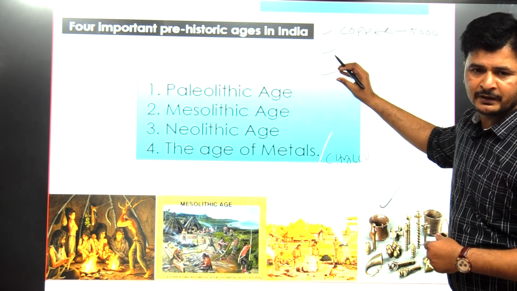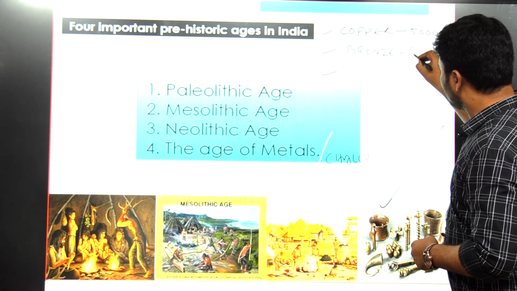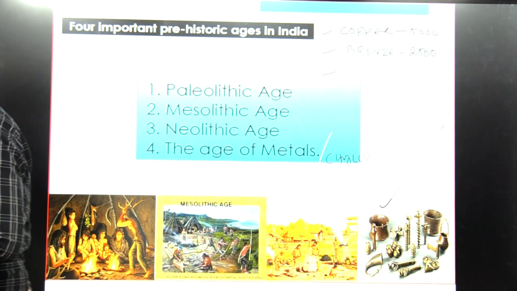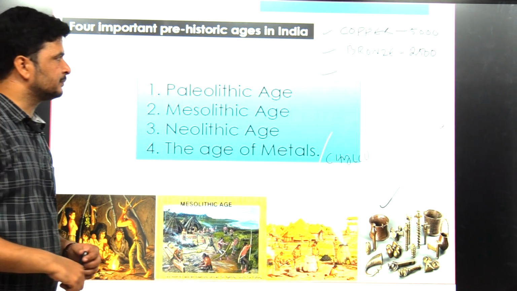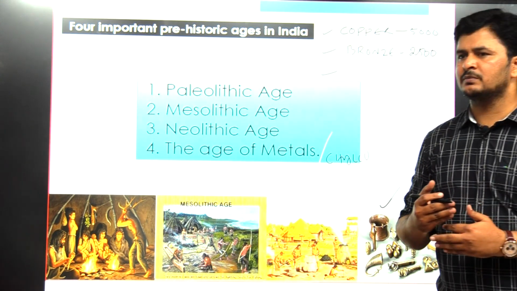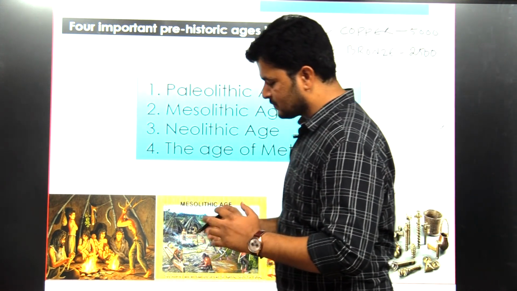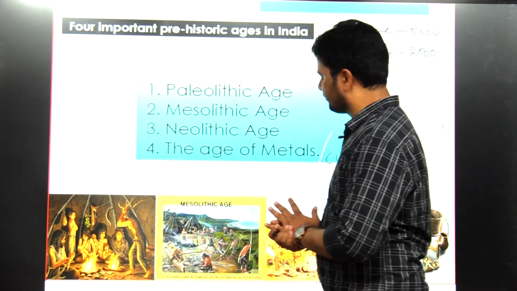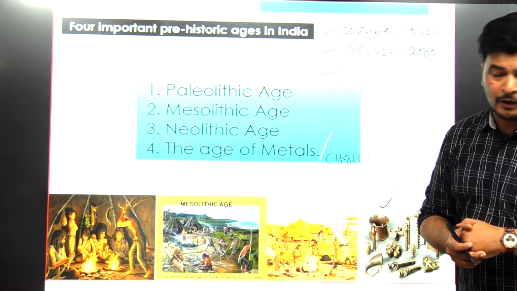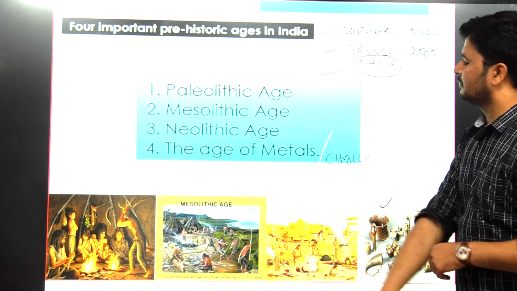Copper followed by bronze, good. Bronze, in and around 2500 BC, please. So when I say copper was used by Chalcolithic people, then how about bronze? Can anyone? Indus Valley people, good. So bronze was used for the first time by the people of Indus Valley civilization. Bronze is an alloy metal of copper and tin. Good. Copper and tin. It's a mixed metal, alloyed metal we call it.